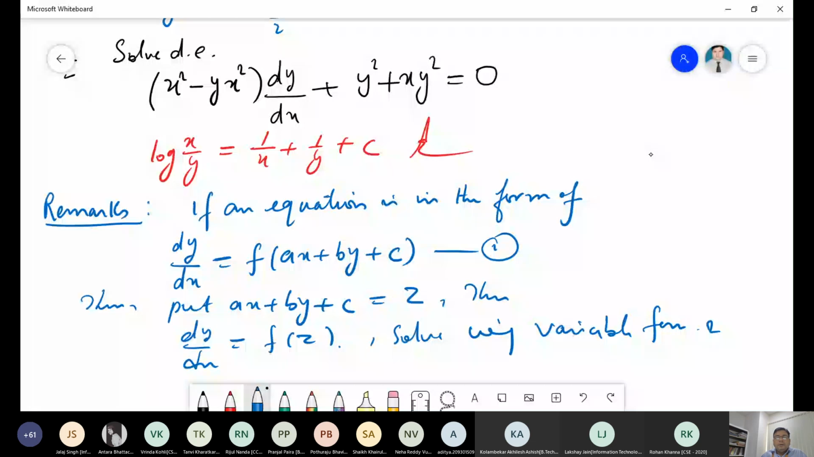The dy by dx will also change, so solve using that, and then replace z as the function of x and y. This is the way that we can find the solution. So let's go for one question based on that.